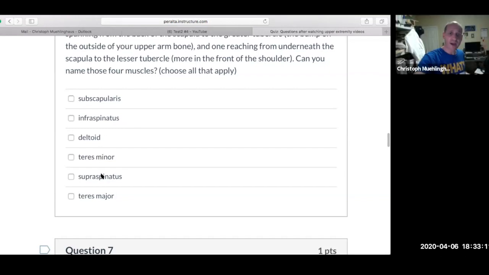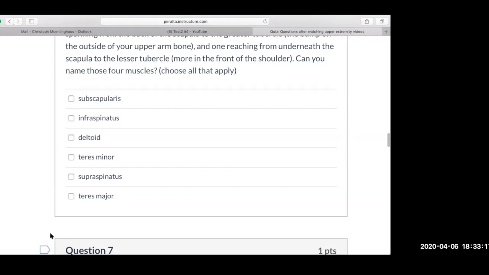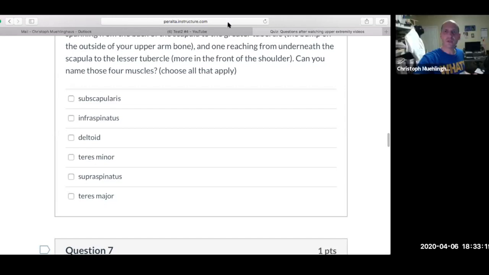Subscap, supra, Teres minor. Okay, I hear Teres minor, supra, infra, subscap, right? That's the right ones? Yes. All right. Let's look at them real quick.